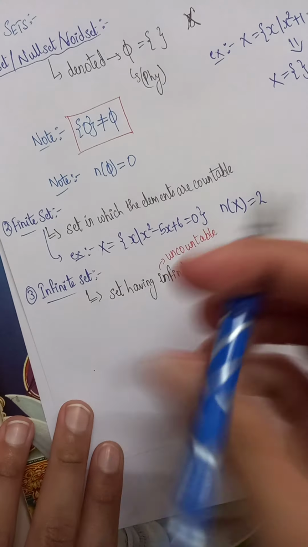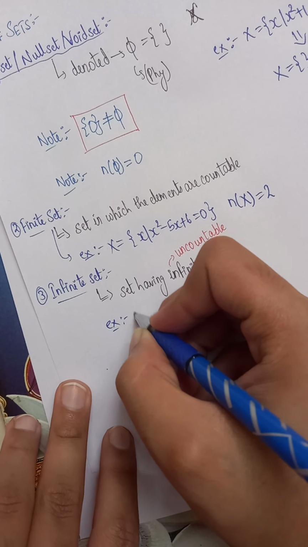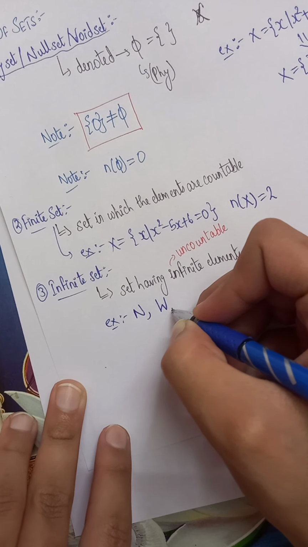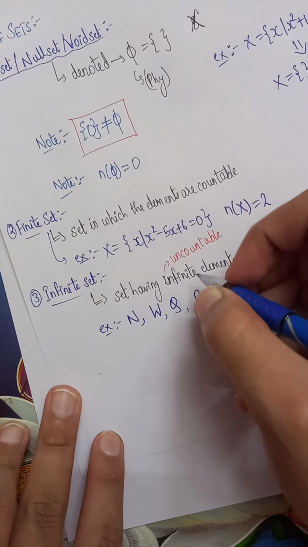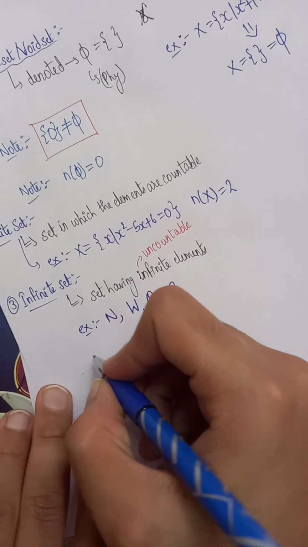So examples are like, you see, a set of natural numbers, set of whole numbers, set of rational numbers, set of real numbers. Okay, so these are examples. One more example.